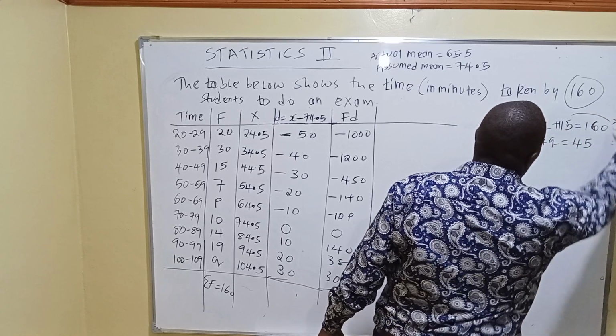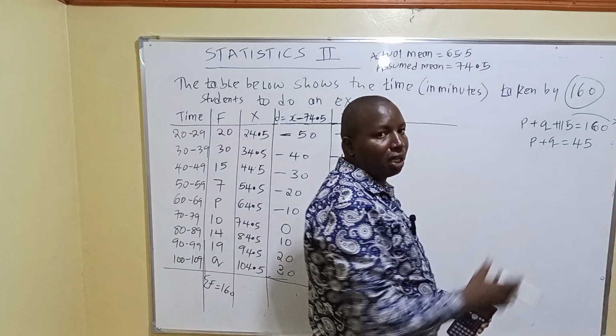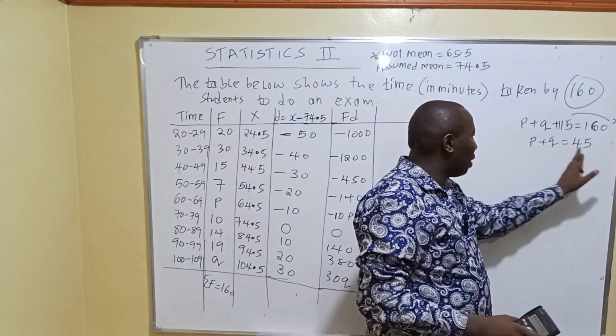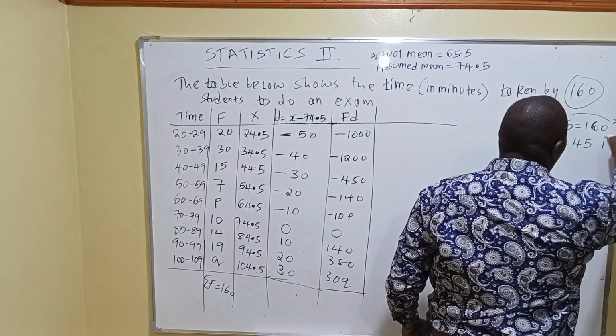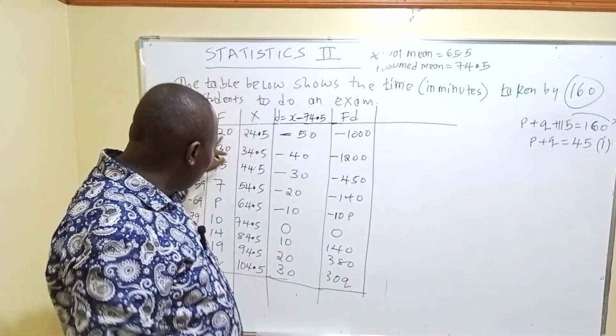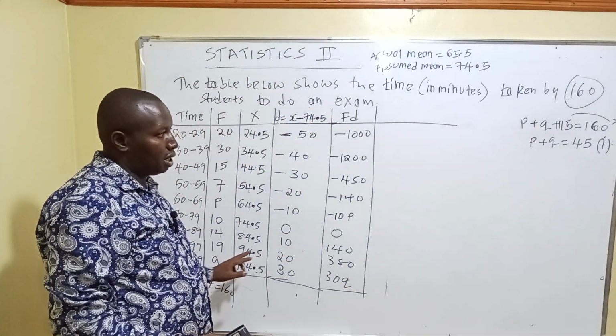Once you take 115 to the right hand side, you subtract 160 minus 115, you get 45. So P plus Q equals 45. Call that equation 1, because you have two unknown variables.